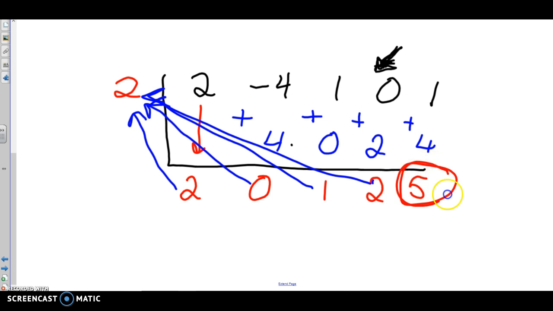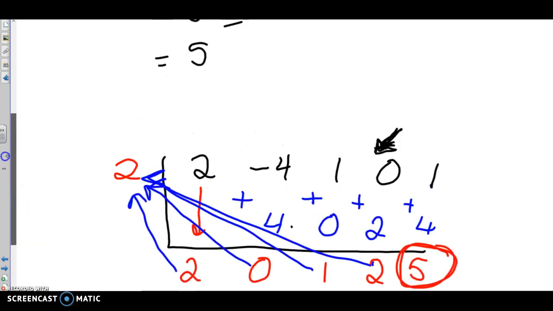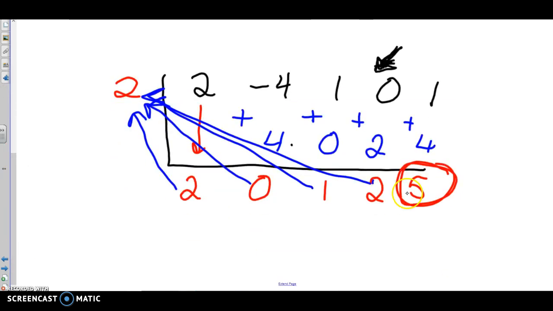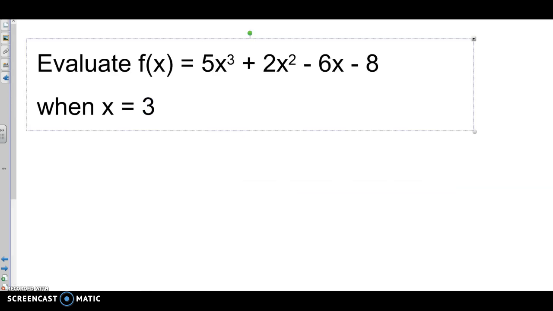Whatever number you end up with right here is essentially the same as putting 2 in for x. We're evaluating that function. If you remember when we plugged it in and did all the math out, we got 5. When I do this process, I get 5. Now it seems like a lot to remember at first, but as we go along, it picks up. So we've got 3 examples to look at. On the next page, example number 1.